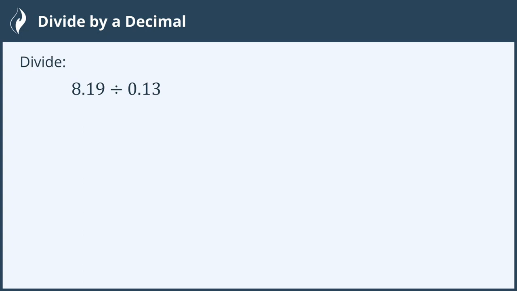Hi everyone, in this video we will divide by a decimal. Divide 8.19 divided by 0.13, or 8 and 19 hundredths divided by 13 hundredths.